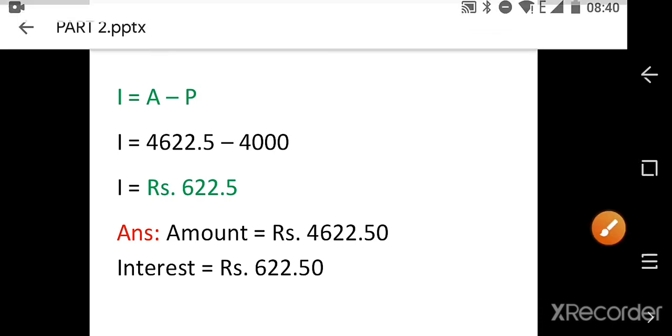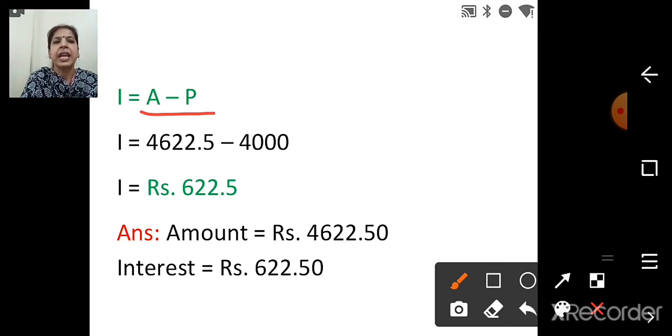What is the formula we have studied? A minus P. A is 4622.5 minus 4000. Subtract it and you will get 622.5. A very important thing is to arrange decimal below decimal correctly. Now we have got the answer. Amount is rupees 4622.5. In rupees we write 2 digits, so we say 50. In the same way, interest is equal to rupees 622.50. So this is our answer.